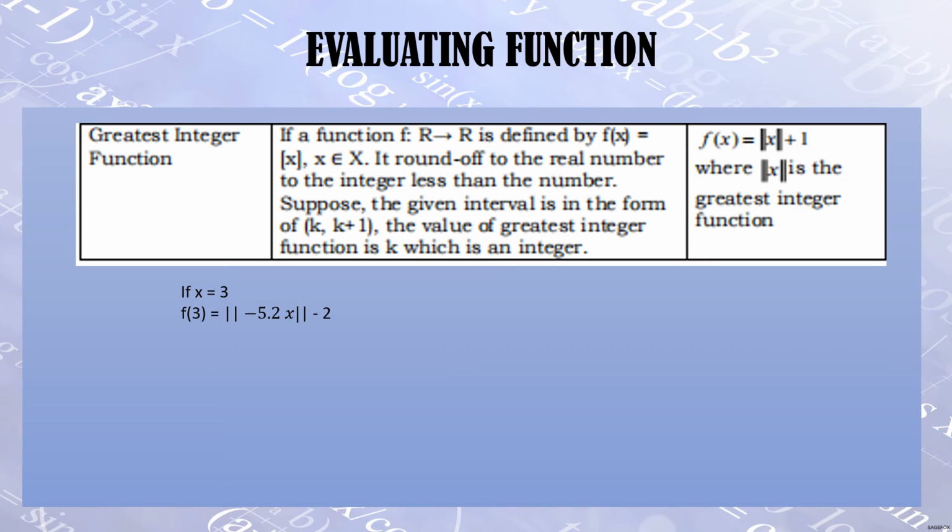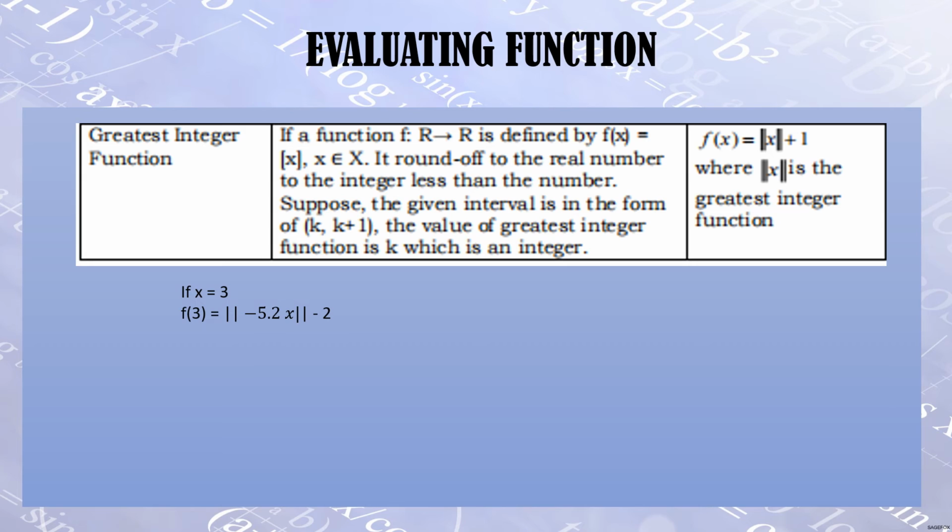Okay, the next one is we have the greatest integer function. Let me clarify lang, yung kanina sa absolute value. Tatandaan nyo, kapag nasa loob lamang ng absolute value o yung dalawang straight line, yung number, kapag negative siya, ay magiging positive. Pero, kapag nasa labas nung dalawang straight line or ng absolute value natin yung negative, hindi yun nagiging positive. So, balik tayo dito sa greatest integer function.